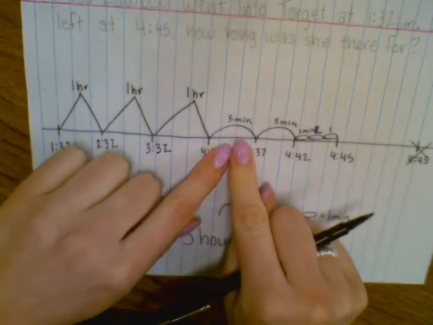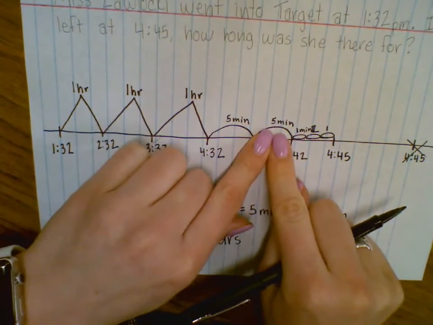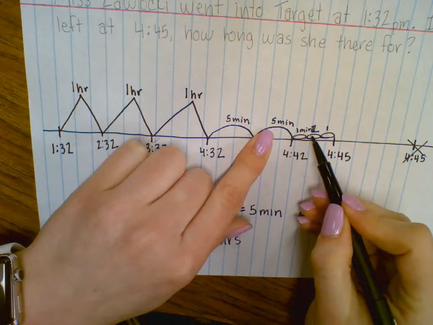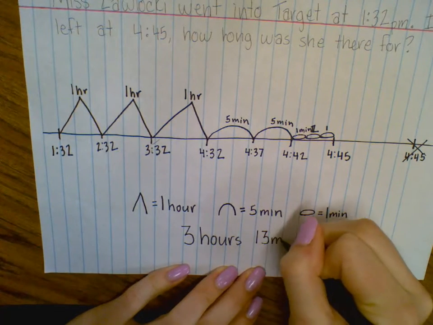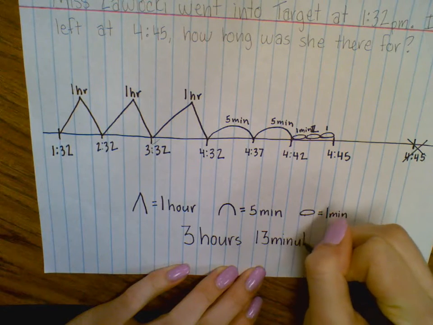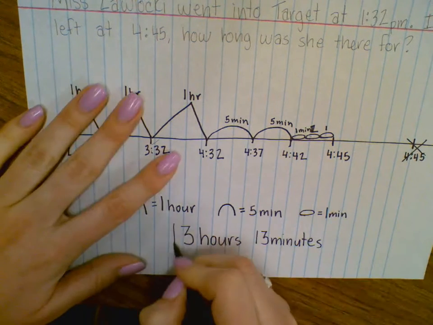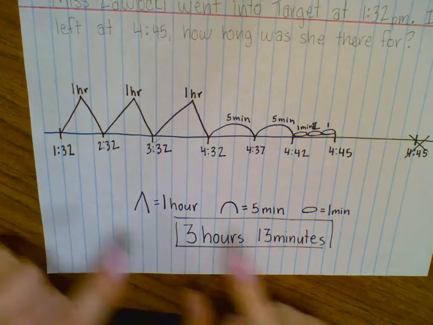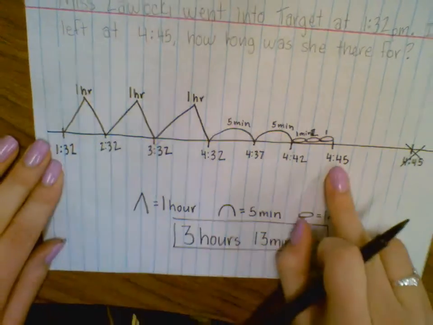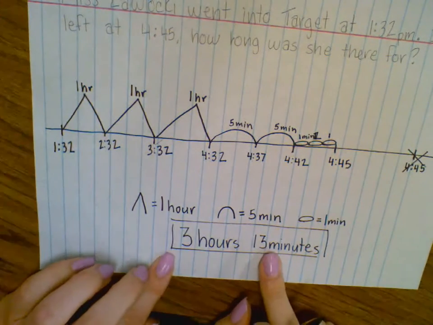So now I'm going to count my minutes. We have 5 minutes, 10 minutes, 11, 12, 13. So that would be the answer, that Ms. Lackey was at Target for 3 hours and 13 minutes. So that means from 1:32 to 4:45, that's 3 hours and 13 minutes.